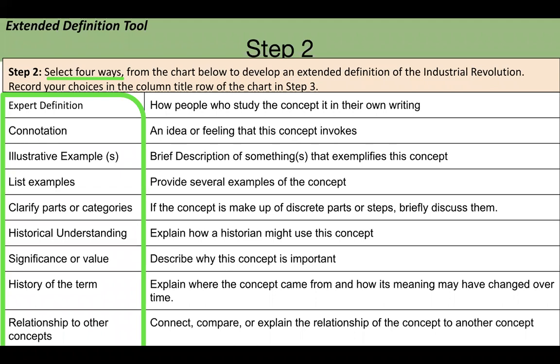Or you could also talk about the relationship to other concepts that you've talked about. So connecting or comparing or explaining how the concept you are trying to define connects to other concepts in world history. And that's a great way. So all of these are very good ways to really extend your definition, and you could use any one of them that you choose.